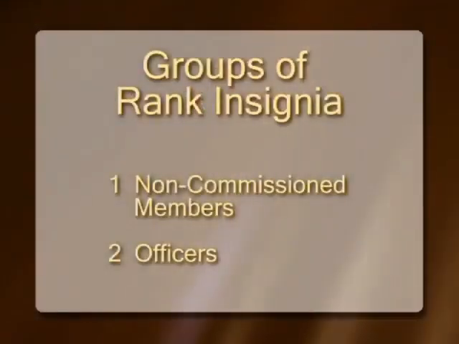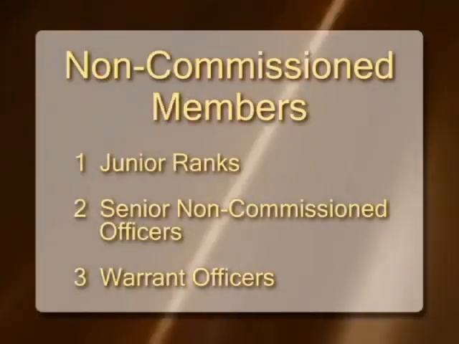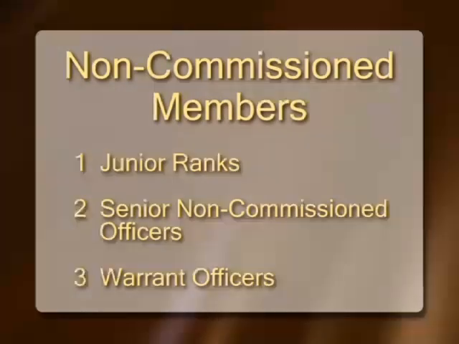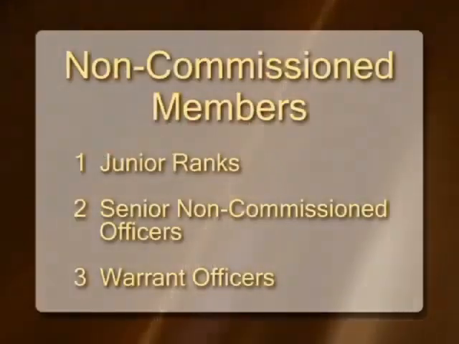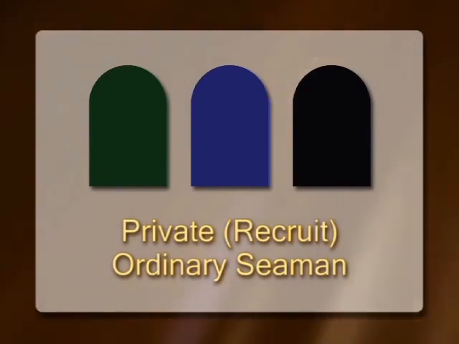There are 2 groups of rank insignia in the Canadian Forces. We have the non-commissioned members and the officers. Under the non-commissioned members, they are divided into 3 categories. First, we have junior ranks. Next, senior non-commissioned officers and warrant officers. Under the junior ranks, we have a private or ordinary seaman in the Navy and a blank epaulet.